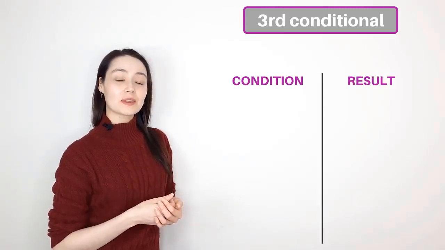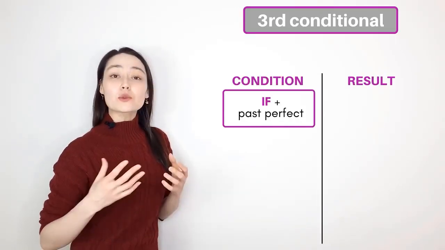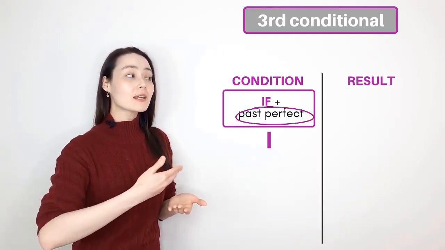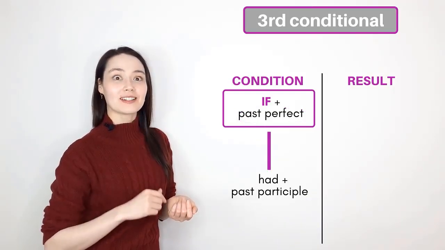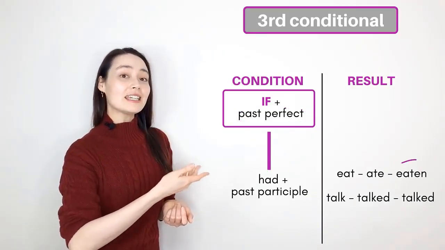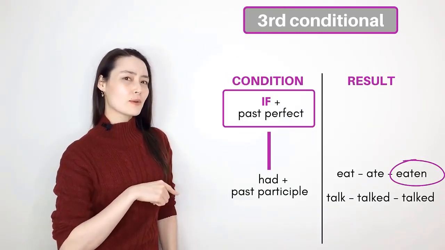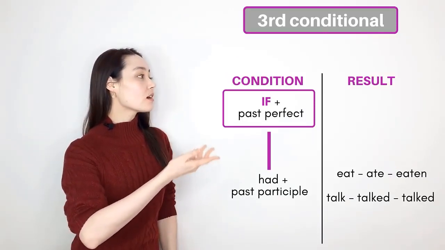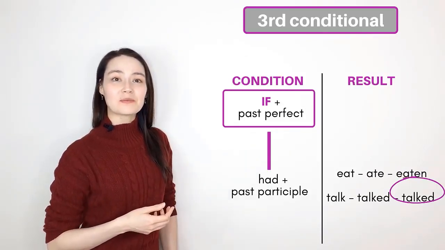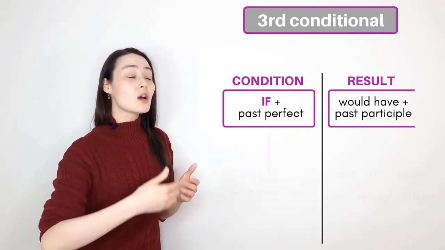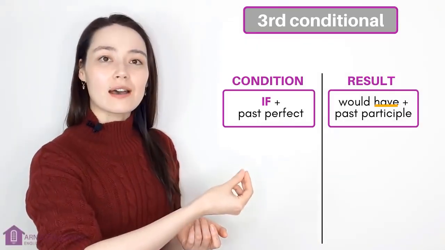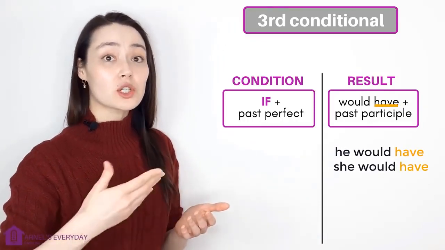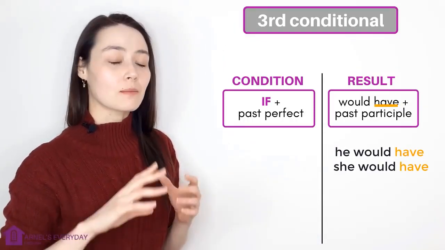Third conditional. Condition, result. If plus past perfect. Remember, we form the past perfect with had plus past participle. What's the past participle? It's verb number 3. Eat, ate, eaten. Eaten is my past participle. Remember the infinitive? Talk, talked, talked. Talked is my past participle. Would have plus past participle. Now, we always use have, even if our subject is he or she, we use have every time for every subject.